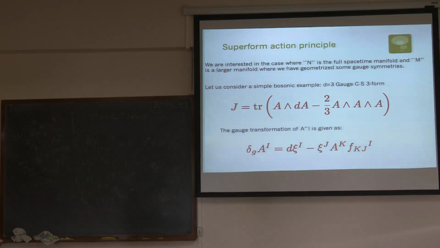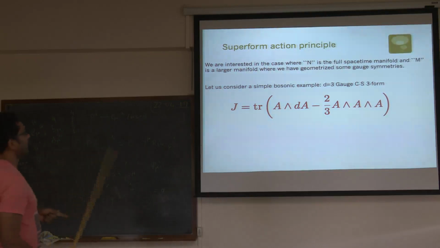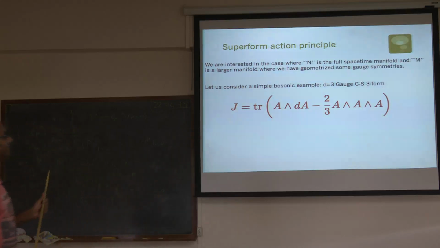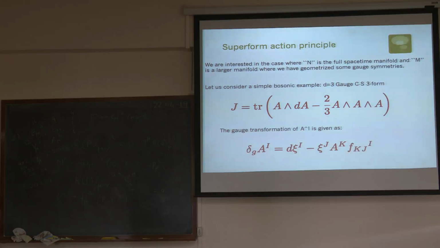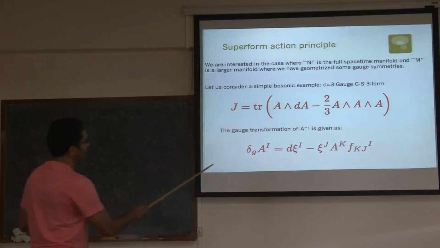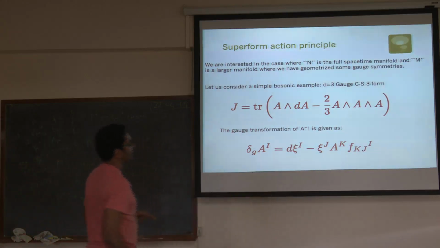So here I have considered a non-abelian gauge field and this Chern-Simons term, which we know that if we integrate this on the 3-dimensional space-time manifold, it is gauge invariant. To see that in the language of the previous slide, let us look at the gauge transformation of this A^I. We know that the gauge transformation of A^I takes this form, where these f^I_{jk} are the structure constants of the non-abelian Lie algebra.